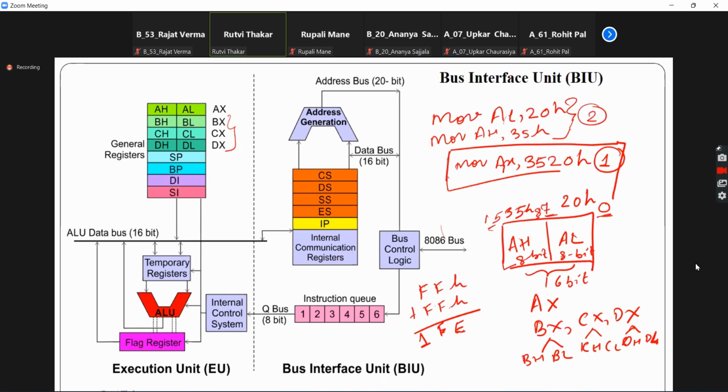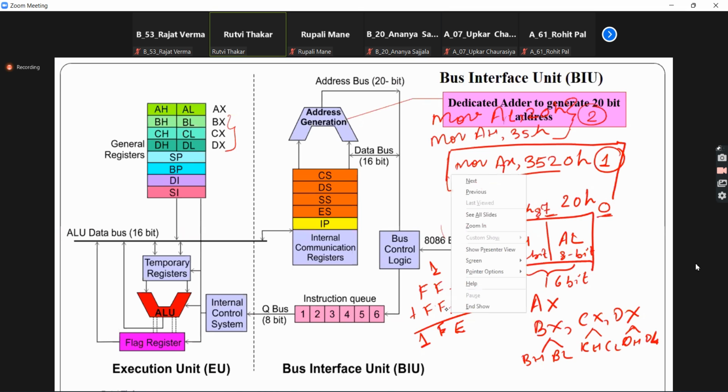So I want to do FF hex plus FF hex. F plus F is 1E. So I write 1 over here and E over here. Again, F plus F is 1E, and plus 1 is 1F. So I'll write 1 over here and F over here. This carry which is there is taken down. So this is your carry.